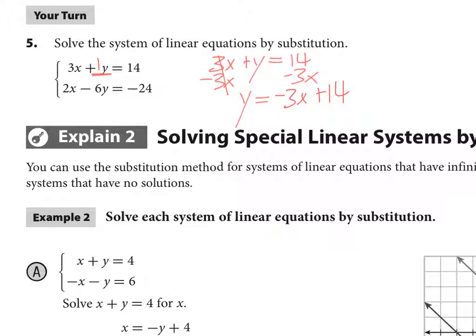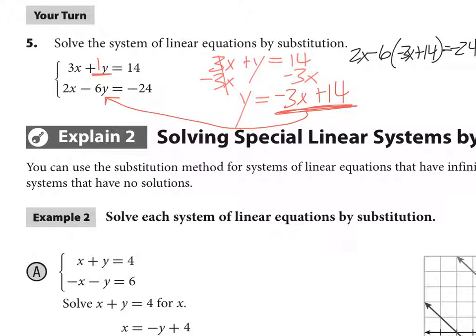So what we want to do is take this expression and plug it in for y in the second equation. So now this equation becomes 2x minus 6 times, no longer y, but the expression we just solved for, negative 3x plus 14 equals negative 24. Now what this does is create an equation where the only variable we have is x. So now we're just solving an equation.